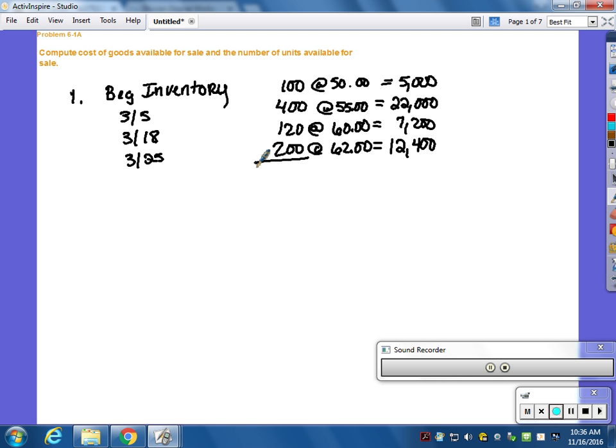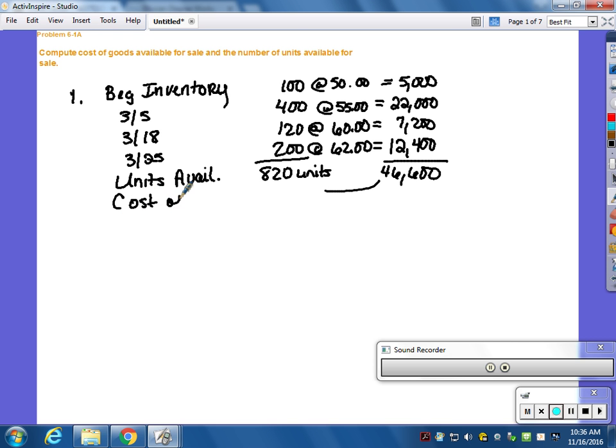No. So this column should be the units that we have available. Calculate that and tell me how much. 820 units. And total, how much is the inventory worth? 46,600. This amount is our cost of goods available for sale.